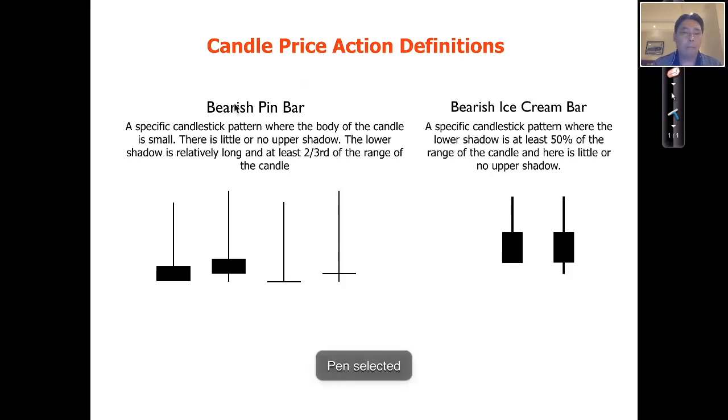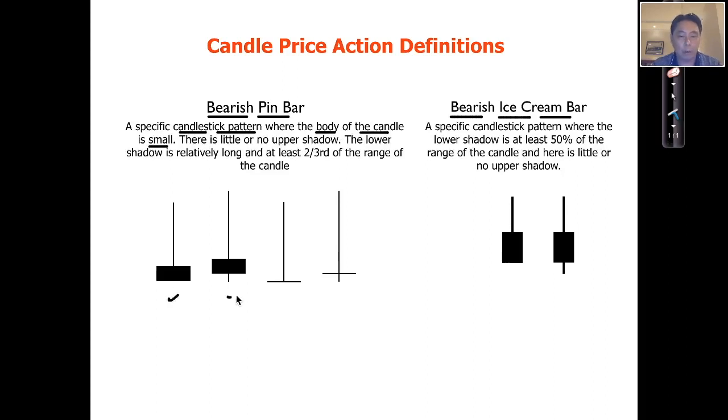We look for a bearish pin bar and a bearish ice cream bar. So it's the same thing except flip it over. A bearish pin bar is defined as a candlestick pattern where the body of the candle again is very small. So again, small body, so on and so forth. All these four candlesticks qualify because they've got small bodies. And again, the color doesn't matter. It can be a green or red candle. Doesn't matter. It's the shape.